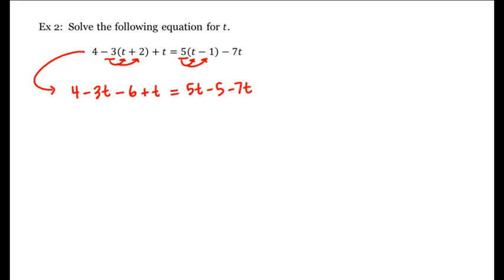Now let's combine like terms on both sides of the equation. The 4 and the negative 6 are like terms, as well as the negative 3t and t, and so are 5t and negative 7t. Combining these gives us that 4 minus 6 is negative 2, and then negative 3t plus t is negative 2t, is equal to 5t minus 7t is negative 2t, and then minus 5.